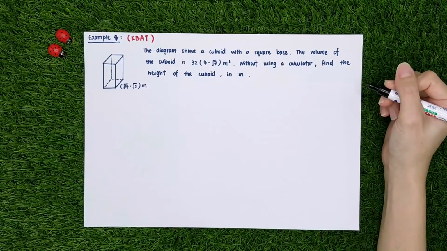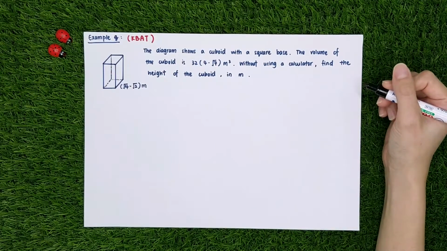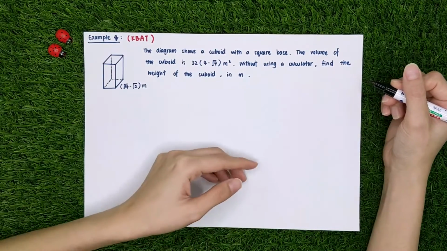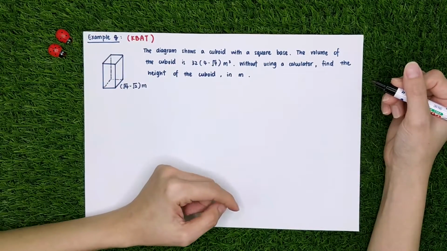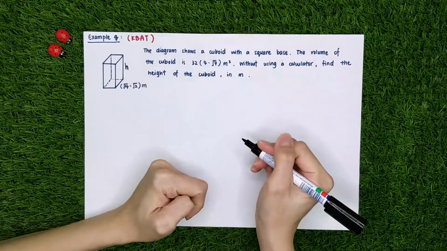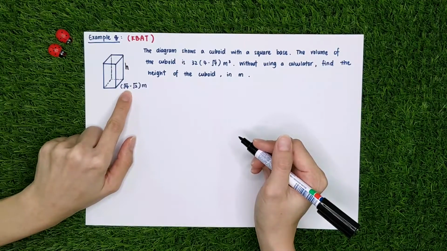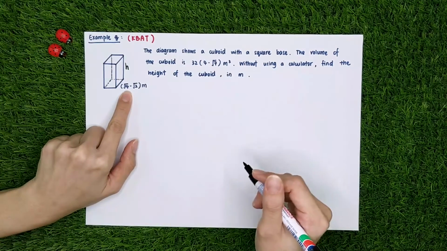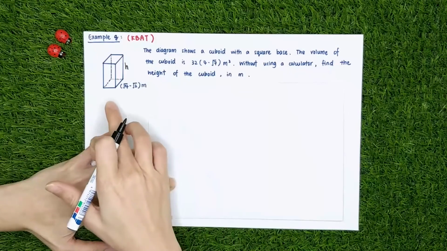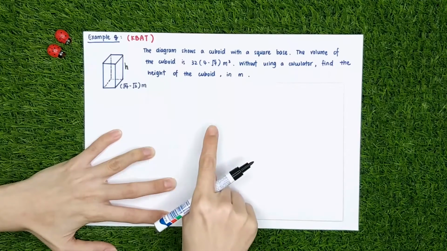This is the last example for this subtopic, which is the caveat equation. The diagram shows a cuboid with a square base. The volume of the cuboid is this. Without using a calculator, find the height of the cuboid in meter. So this is the height of the cuboid. Okay, and we know that each side is this meter. Okay, so now we also know the volume is this. So I will find the area of the base, then times height, then I will get the volume.